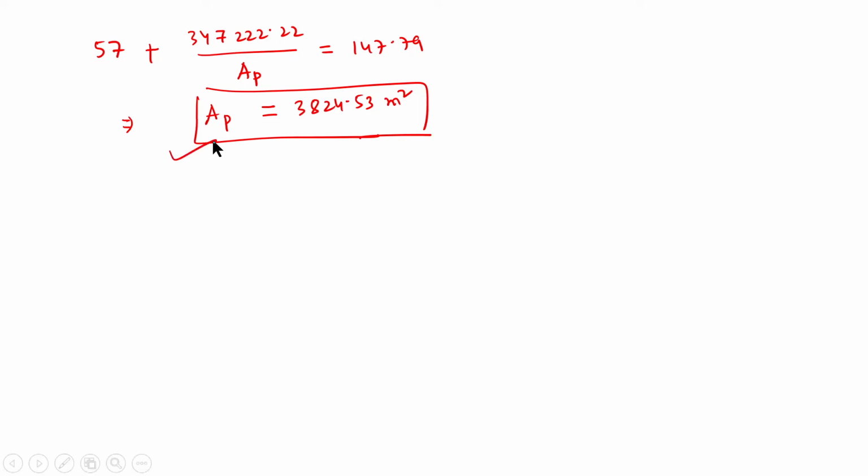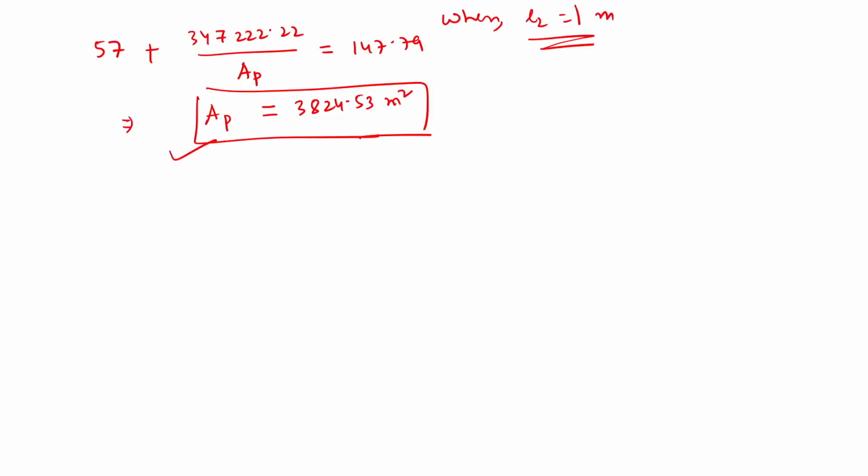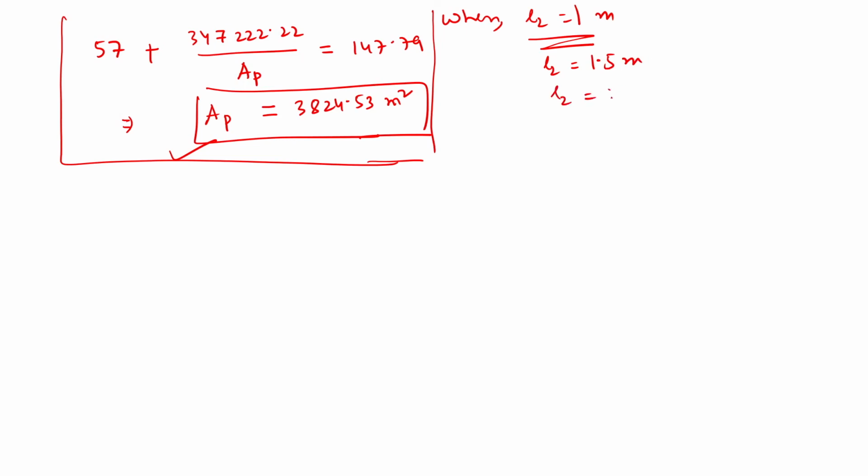So, what we got is for L2 equal to 1 meter. In this expression we got the data, and then we substituted L2 equal to 1 meter. Once we substituted L2 equal to 1 meter, the AP value is 3824.53 meter square, right. So, we need to do the calculation for L2 equal to 1.5 meter, L2 equal to 2 meter, L2 equal to 2.5 meter, then L2 equal to 3 meter. Then we can find out at what depth we get the minimum area.